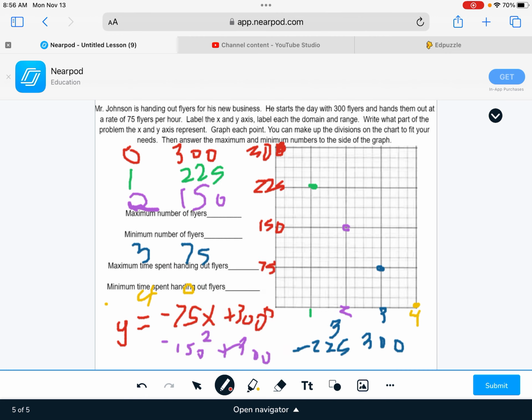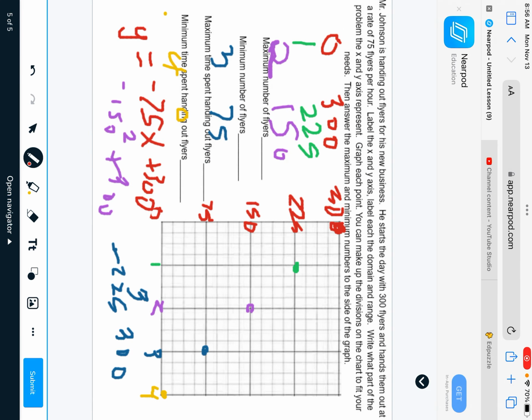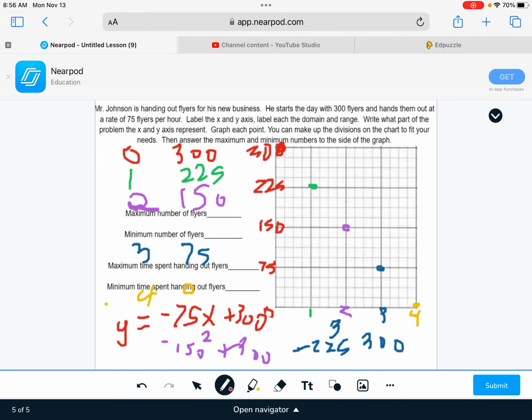Now, in this case, if I think really hard about it, he could be looked at 2.5 hours, 3.5 hours, 4 hours. You're going to have a bunch of little dots that are going to go in between here. And all these little dots in between are going to represent how much time has passed as he's passing out these flyers.